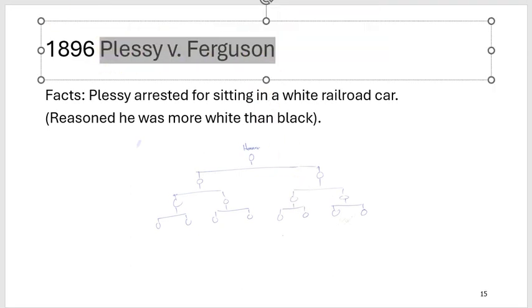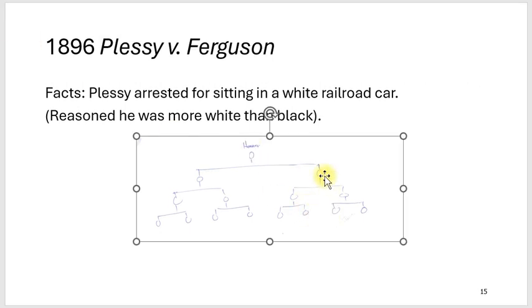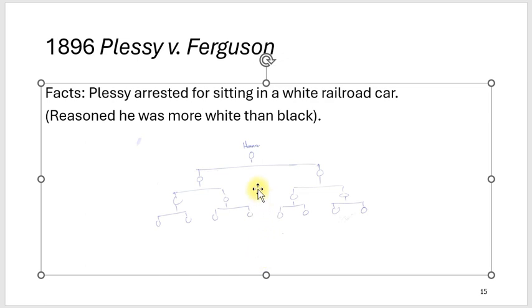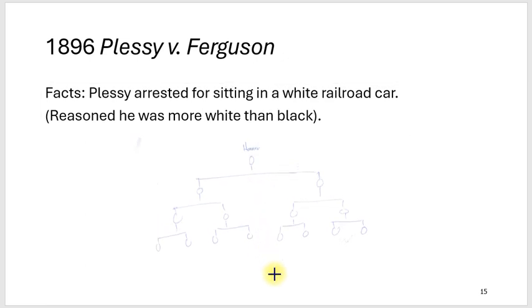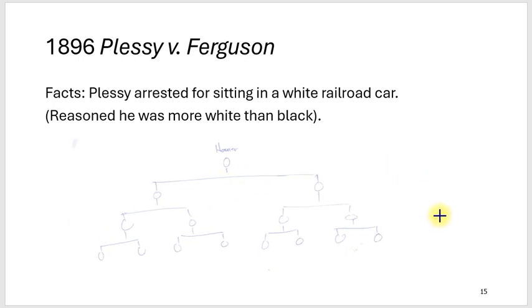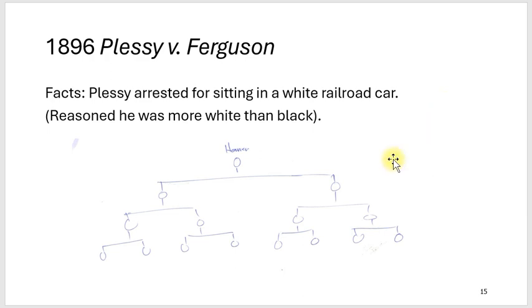Okay, that should be in italics. Okay. So here is Homer Adolph Plessy. You can see that right there. Make that a little bigger. All right. Homer Adolph Plessy. He reasoned that he could sit on the white railroad car. After all, he reasoned he was more black than white. So here is a genealogy chart of Homer Adolph Plessy.